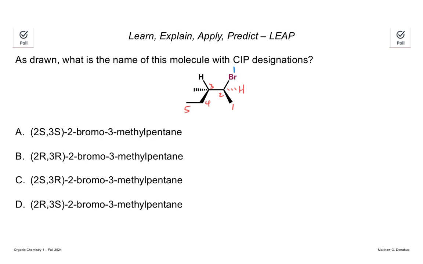So bromine gets priority 1, hydrogen priority 4. Then you have the 2 methyl groups, the 2 carbon groups. Carbon 1 is just methyl, and then carbon 3 has other carbons bonded to it, so that will get priority 2, and that's 3. So if we're connecting the steering wheel here, that's counterclockwise, so that should be S. So we've eliminated B and D.